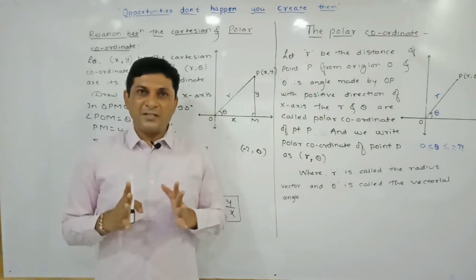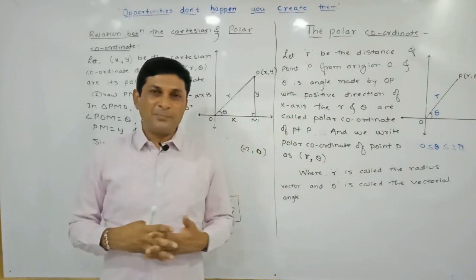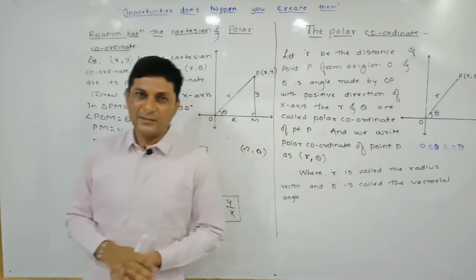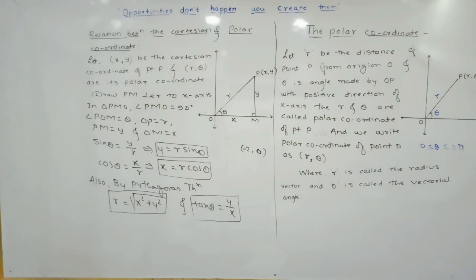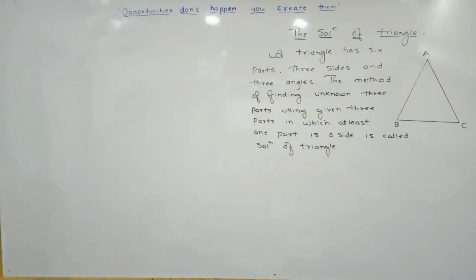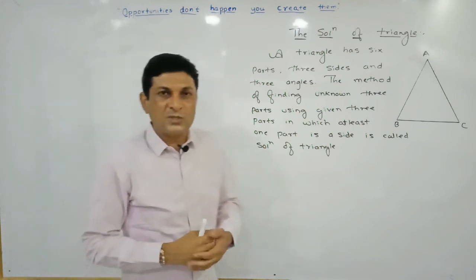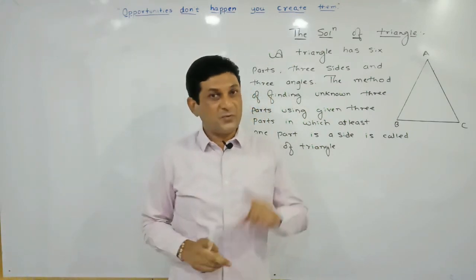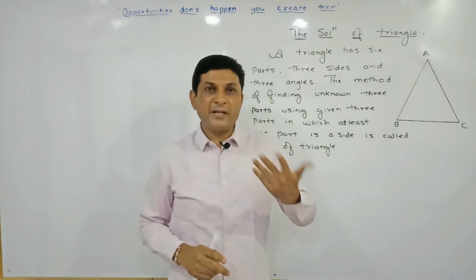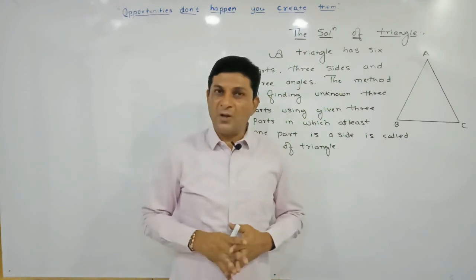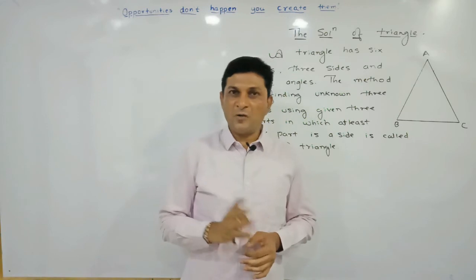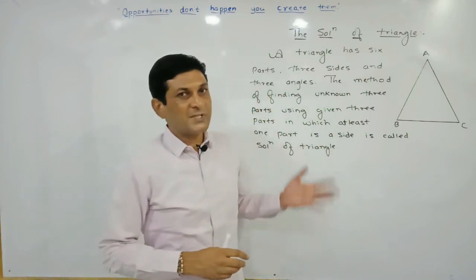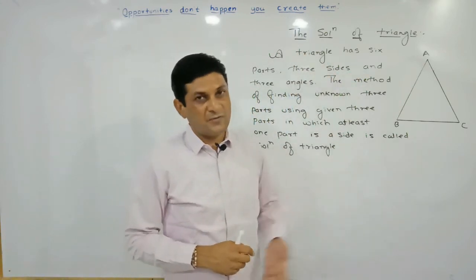Now we are starting the very important part of this chapter, that is solution of a triangle. So solution of a triangle is the second part of this chapter. The first part is what? Trigonometric equation, in which we have seen how to find the general solution and what? Principal solution. Now the second part of this chapter is solution of a triangle.